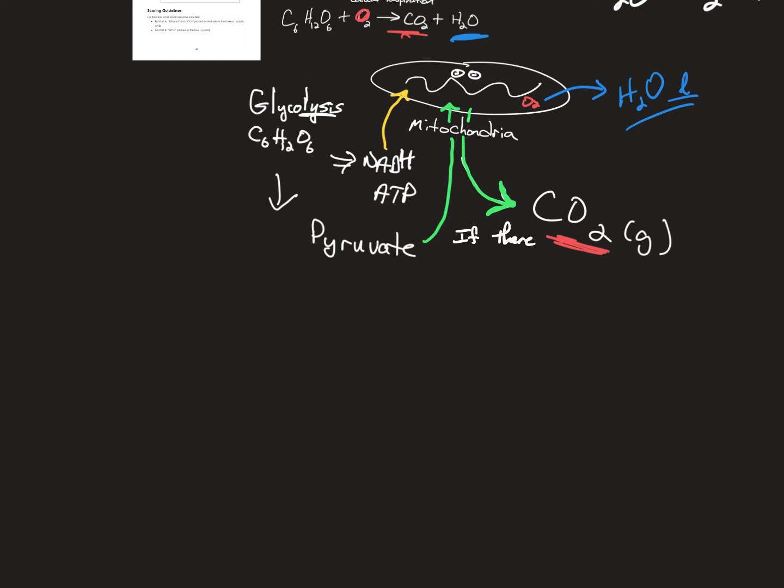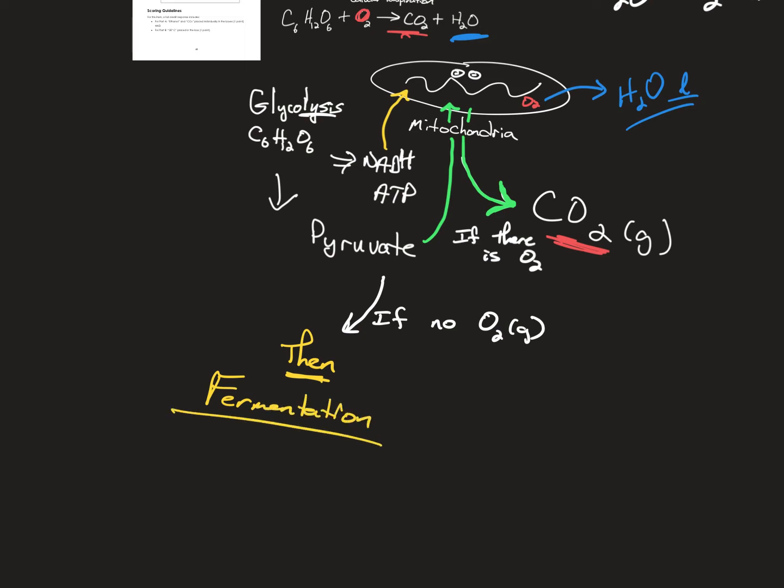there is oxygen. Now, if there is no oxygen gas, then what happens is that you do fermentation. Now, fermentation is the breaking down of pyruvate again. You get a little ATP, and you have a temporary molecule made.